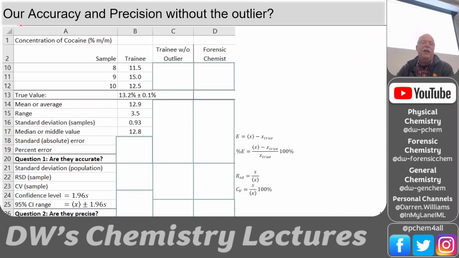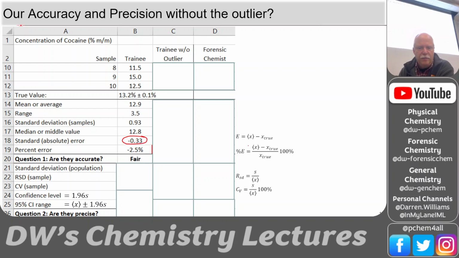So now we're going to have 3 columns. We're going to have the original column, and then we're going to have that. If we get rid of that outlier, we'll have a different number of data points, a different standard deviation, a different mean, and all of those things. Okay, so let's look now at the precision and accuracy changes without the outlier. So here we have the absolute error. So we're 0.33 low.